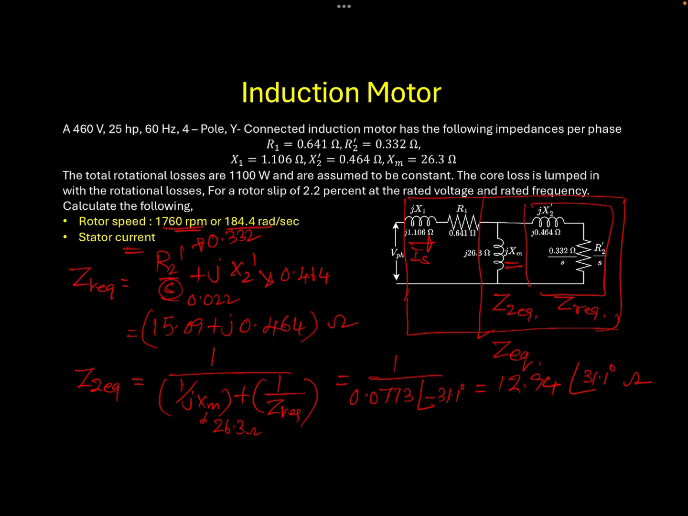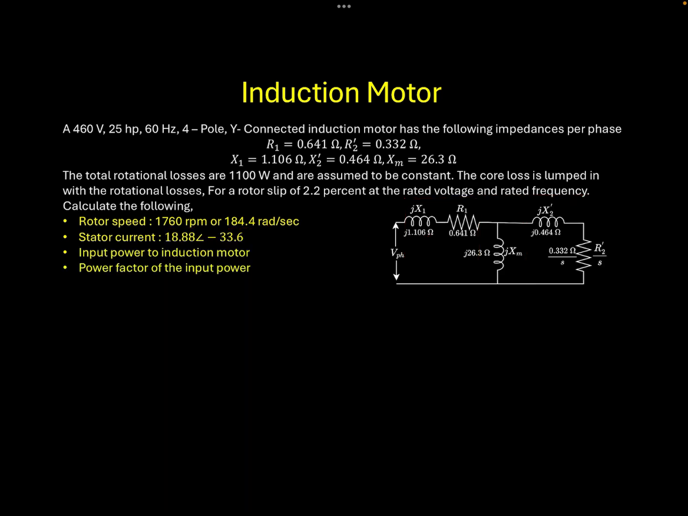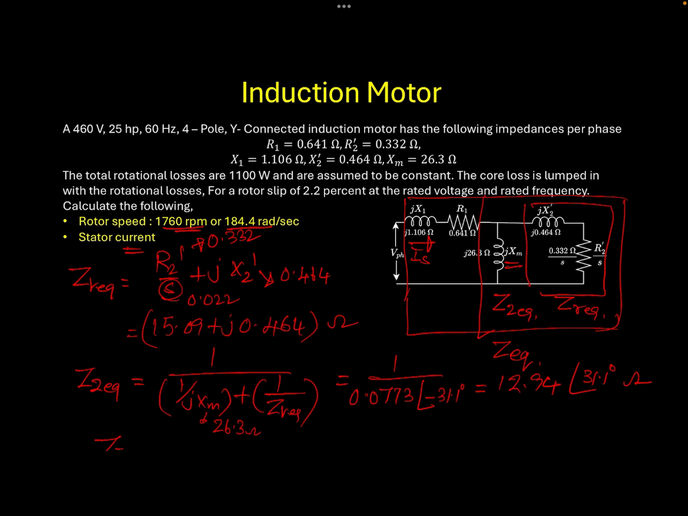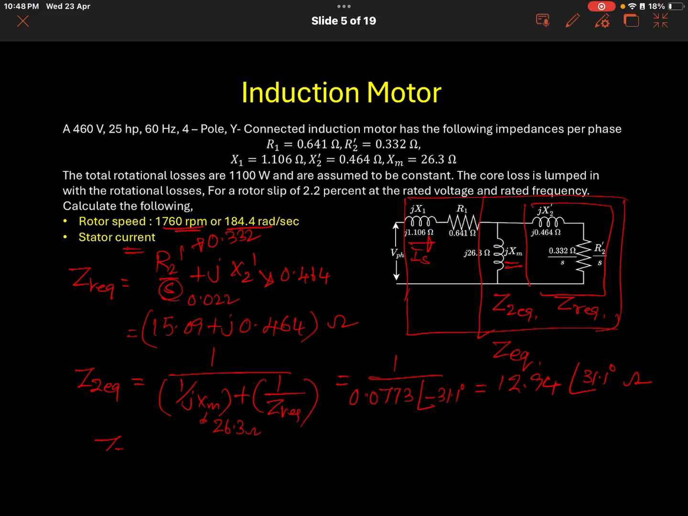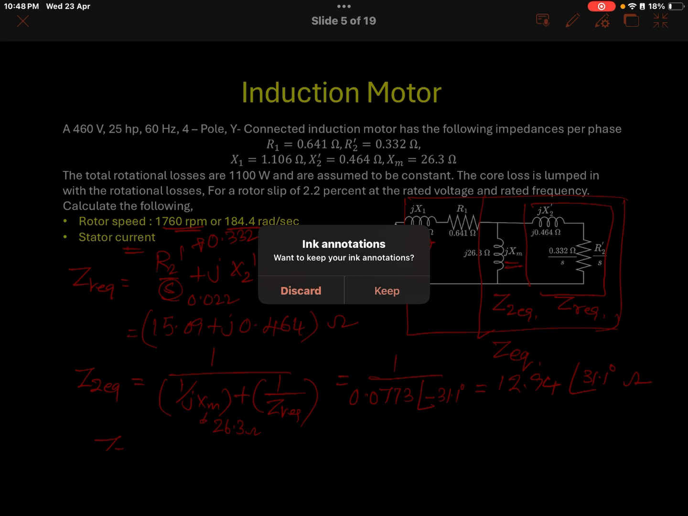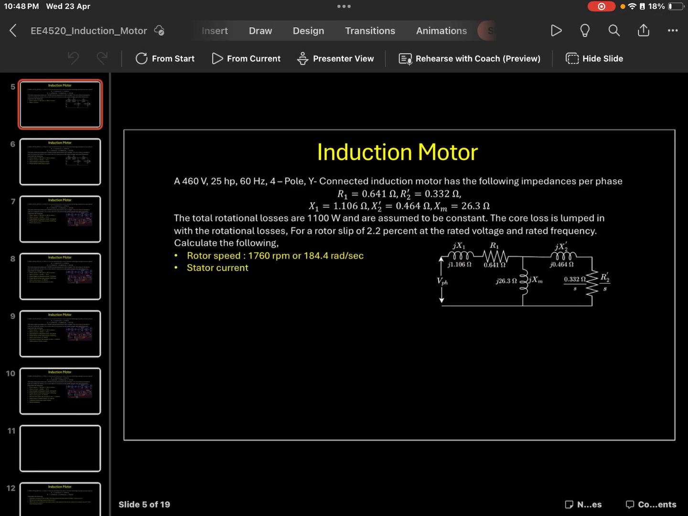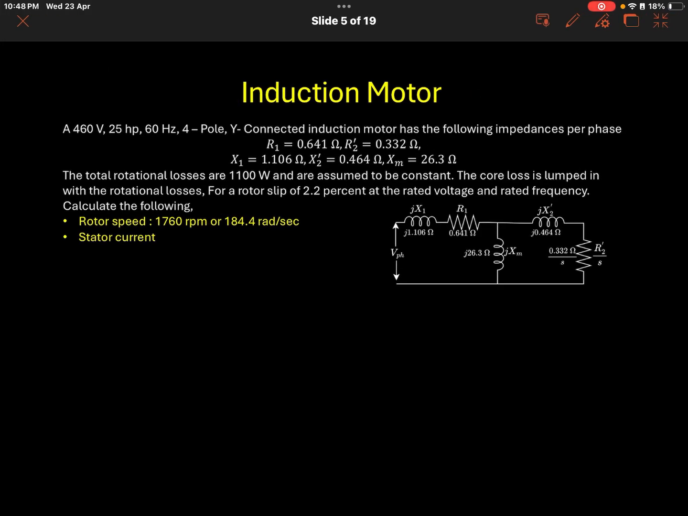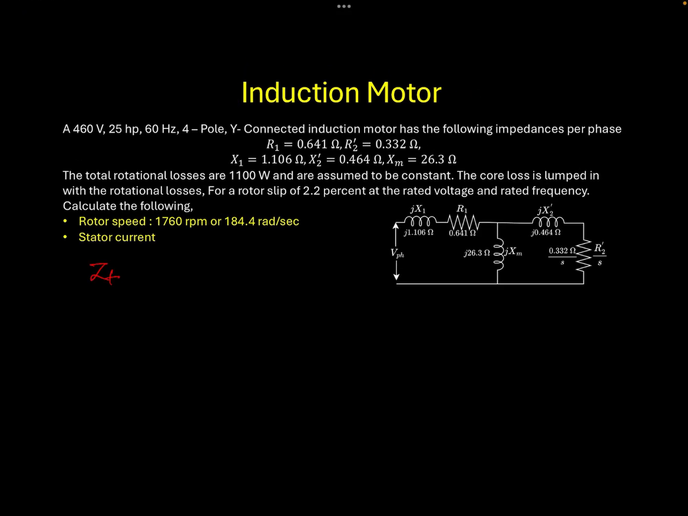Now we know that this whole impedance Z2 equivalent is in series with the stator reactance and stator resistance. So if you want to get the value of Z total, Z total is going to be jX1 plus R1 plus the value of Z2 equivalent that we calculated.